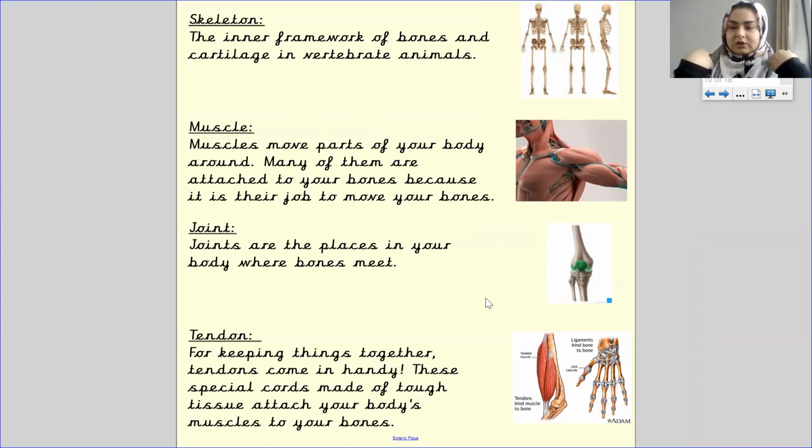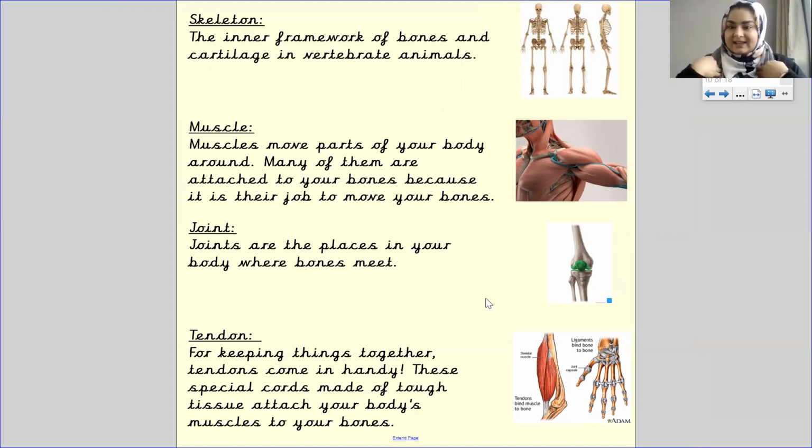Joint. Joints are the places in your body where bones meet. Okay? So for example, if you look at your elbow, so you've got your lower arm and your upper arm, and it has a joint in between because my two bones meet.